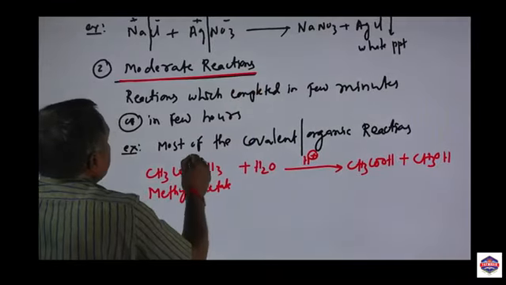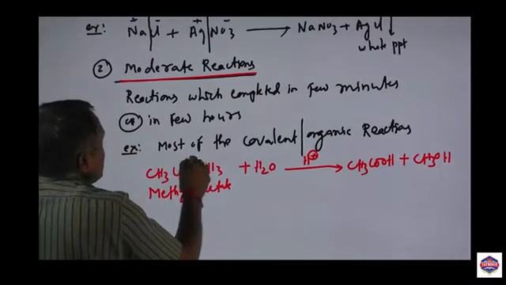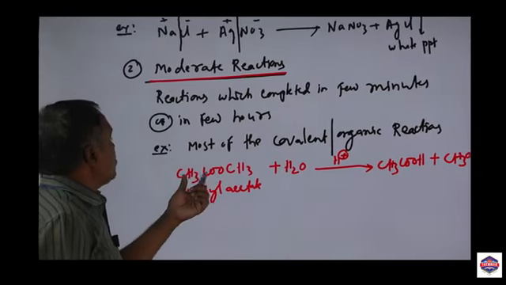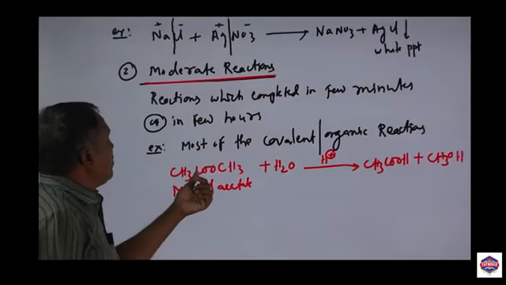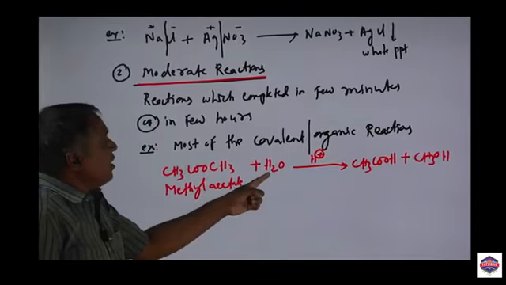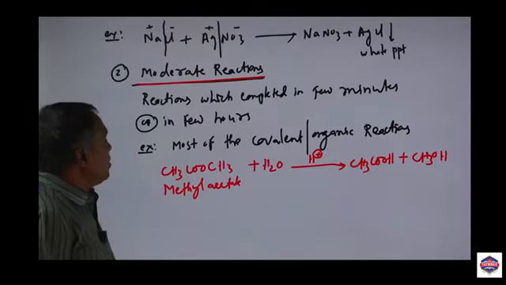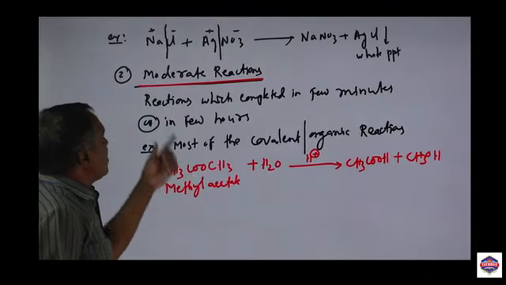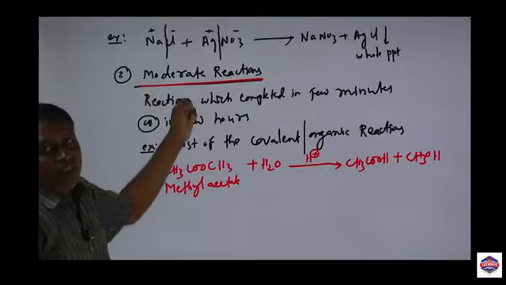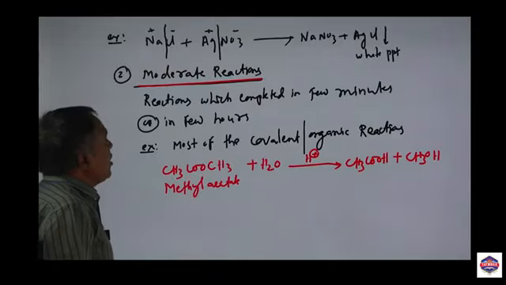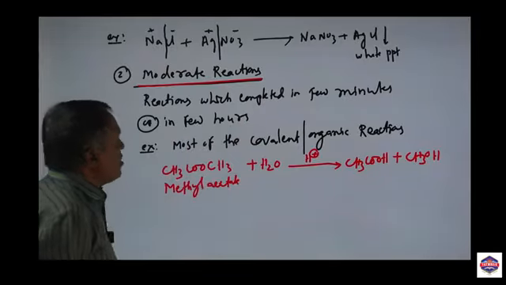In this, ions are not separated because bonds are covalent. In between the carbon and hydrogen or in between the carbon and oxygen, all these bonds are covalent bonds, and H2O is also a covalent molecule. Therefore we need some energy to break these bonds. That's why this reaction occurs under moderate conditions, moderate timings, for example a few hours or a few minutes.